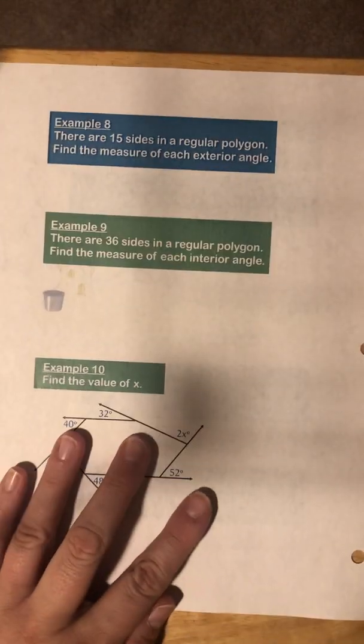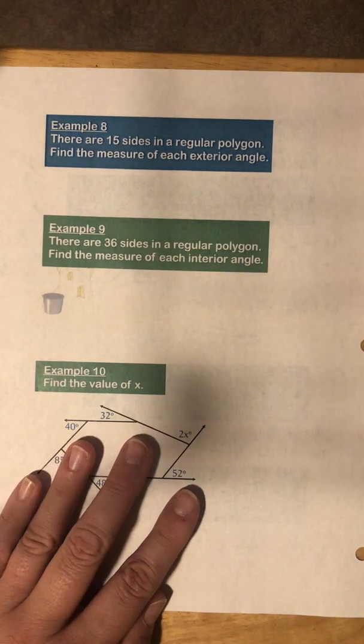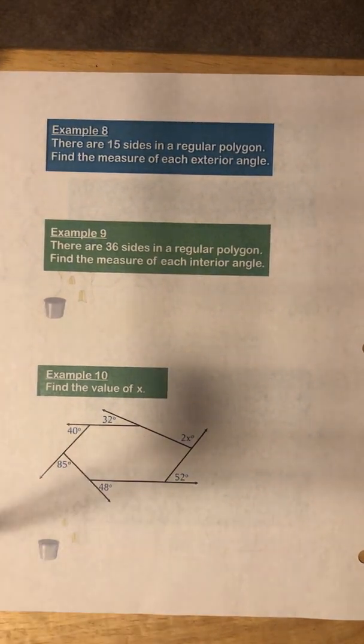All right, almost done, y'all. Example 8 says there are 15 sides in a regular polygon. Find the measure of each exterior angle.